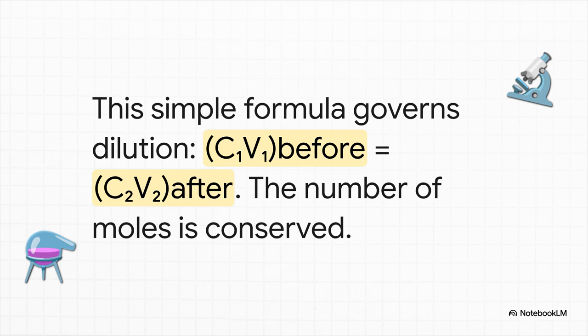And believe it or not, this whole process boils down to one super elegant, super simple equation. C1V1 equals C2V2. The concentration you start with times the volume you start with equals the new concentration times the new volume. This little formula is a chemist's best friend for cooking up solutions with just the right strength.